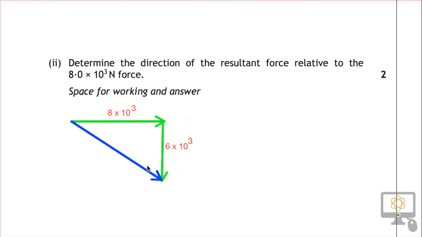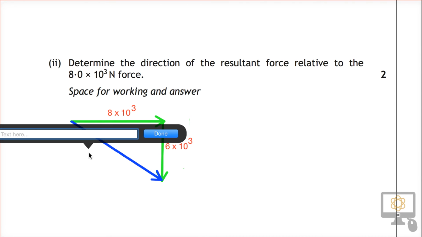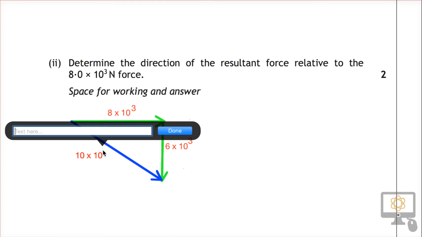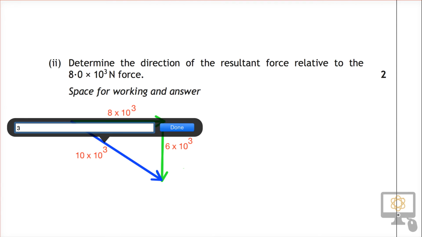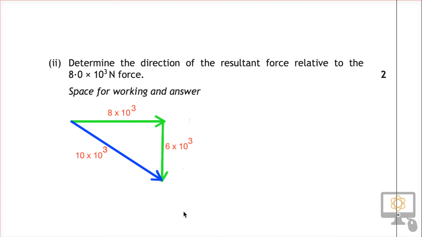So I suppose first of all I should put in that value, so we'll put that in here. That's 10 times 10 to the power of 3. So that's all the forces in the diagram drawn correctly. So let's now think about the question.